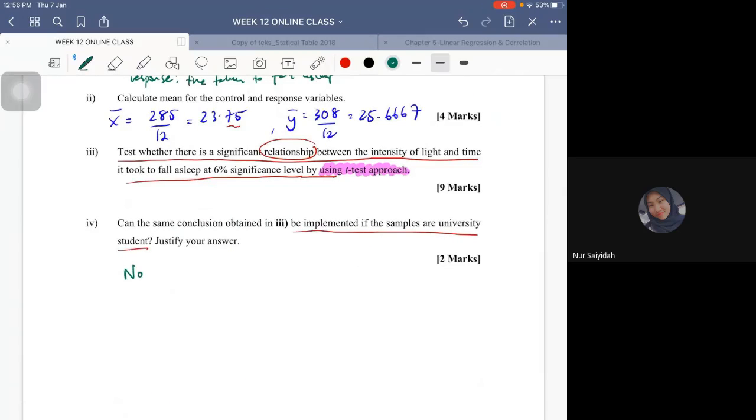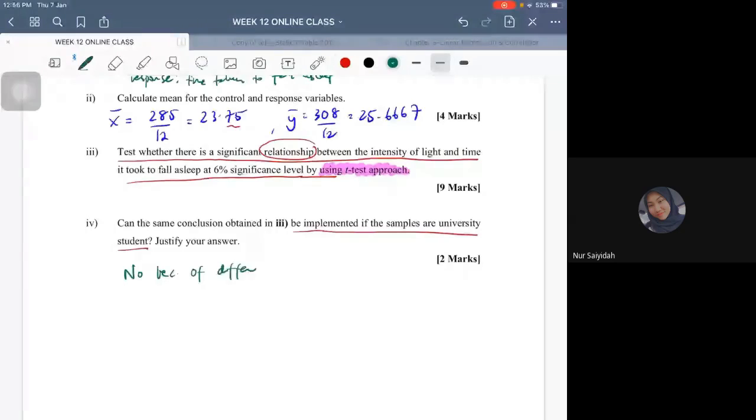No. That is not applicable because you have to remember there are a lot of factors involved: age, how much intensity of work they have done during the day, and so on. So basically, if the population is different, the conclusion cannot be implemented. I'm going to write over here: no. Why? Because they are different populations. This is going to be the reason.